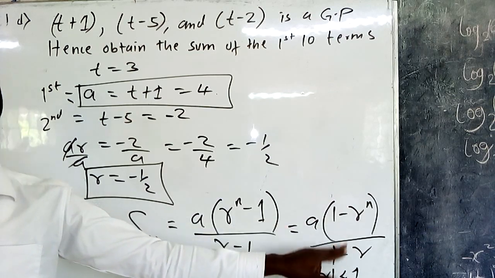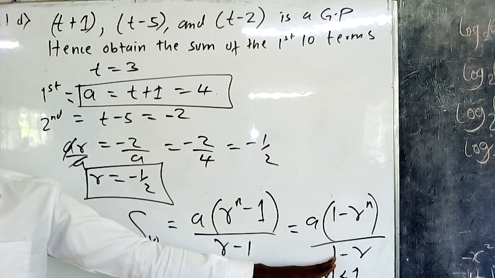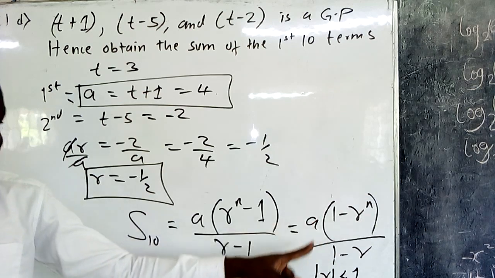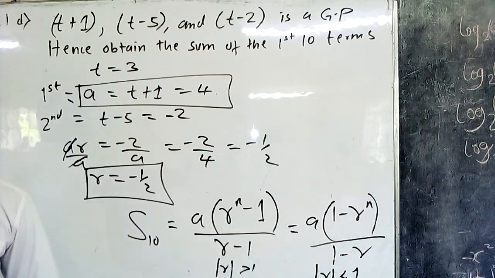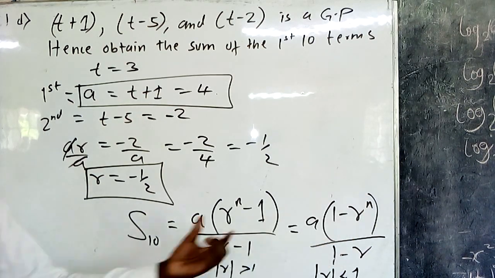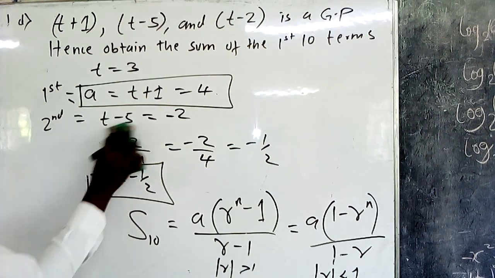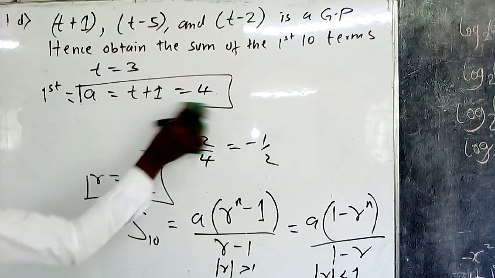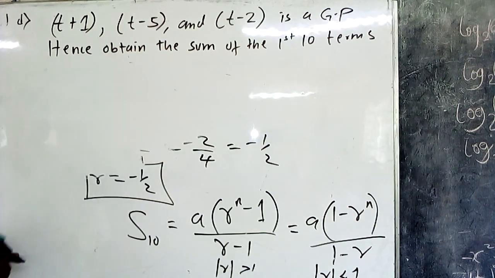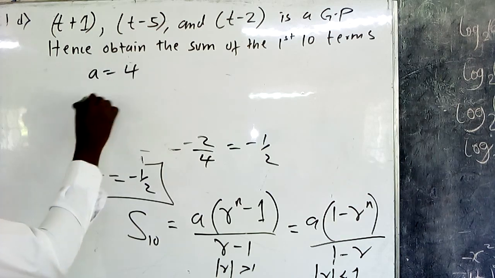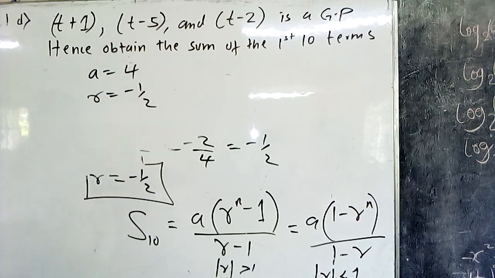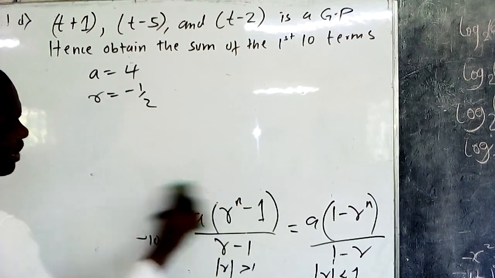It is easier to work with this because you will not get a lot of negative numbers, isn't it? Because you end up with negative this over negative this and negative cancels out in such cases. Are you seeing? But whether you use this or this, you get the same answer. Are you together? You get the same answer. So can you work that out? Work it out. You have the first term A is 4 and R is negative a half. So give me the sum of the first 10 terms.